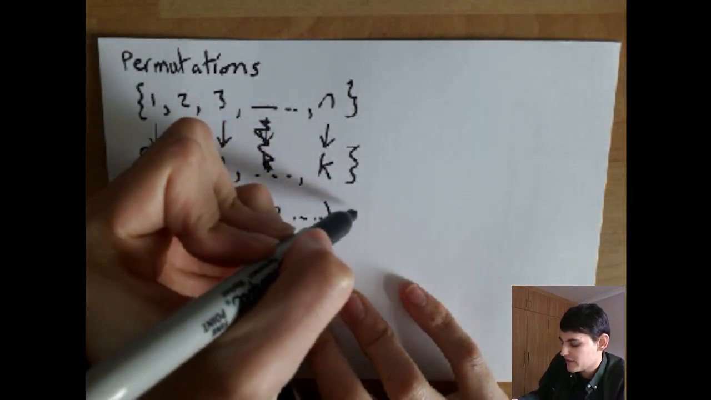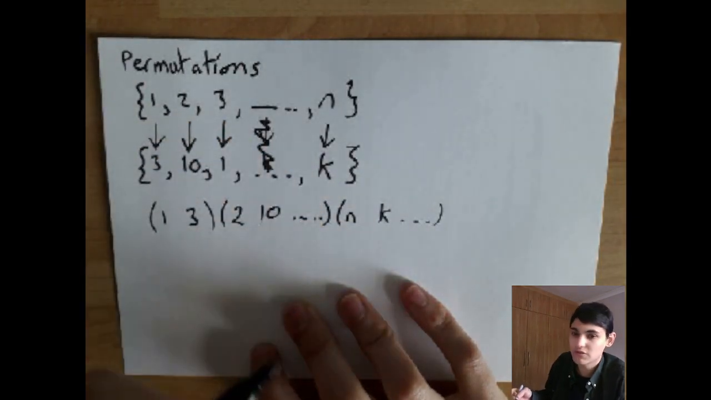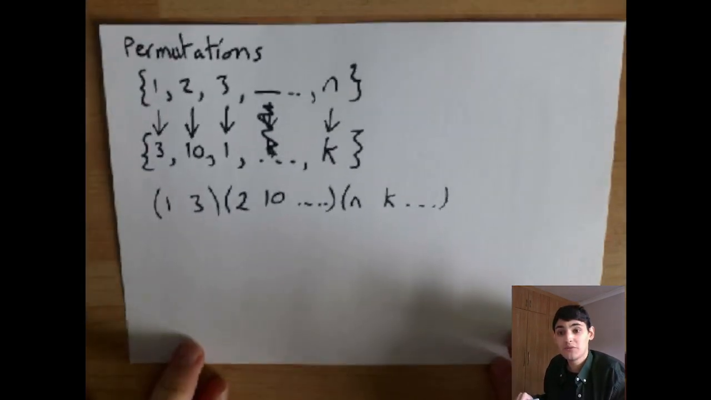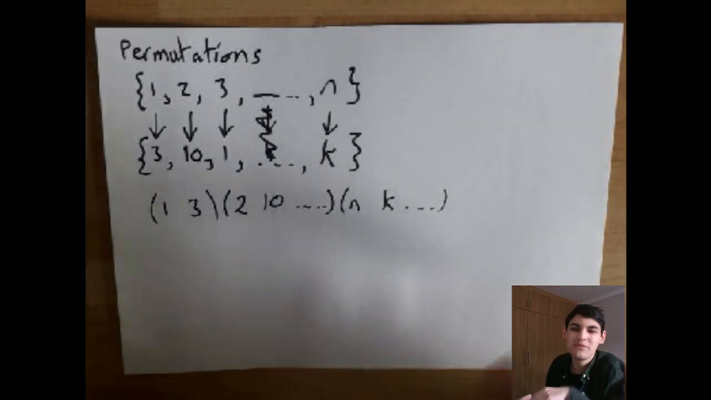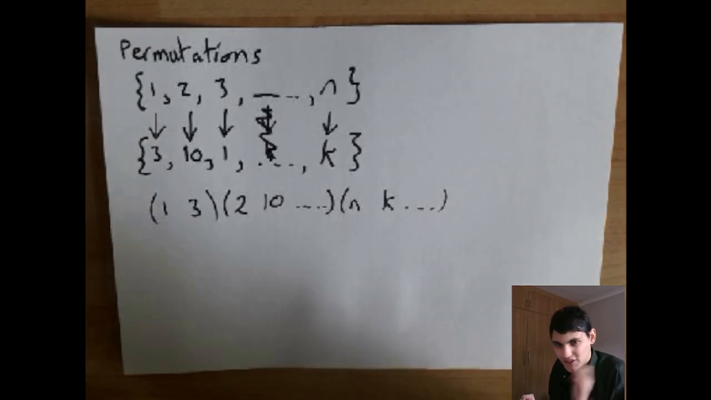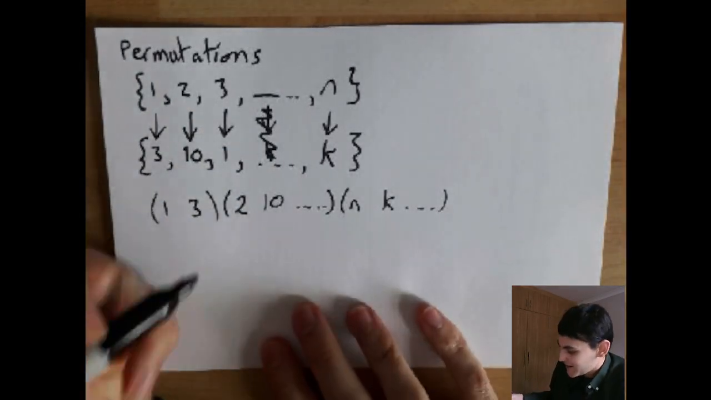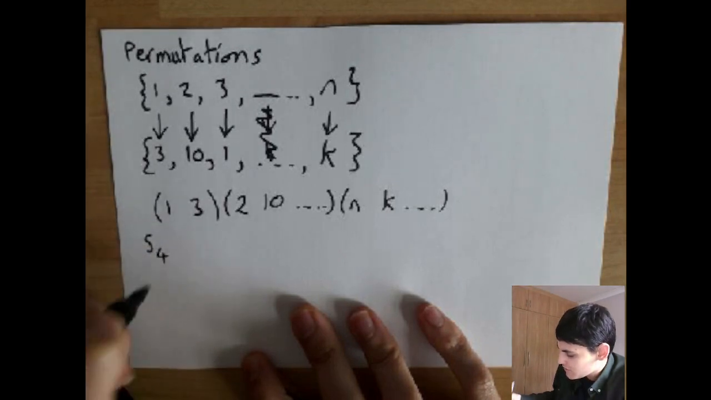Okay, and then the same n goes to k, and that goes on for however long as well, right? And if you do the maths on this, on permutation groups, you end up again with a group. I think I did sort of say that, so I kind of gave it away. Let's actually quickly go through an example, and let's just have a quick look at S4.